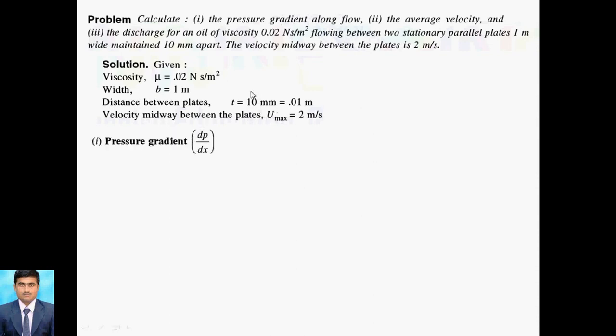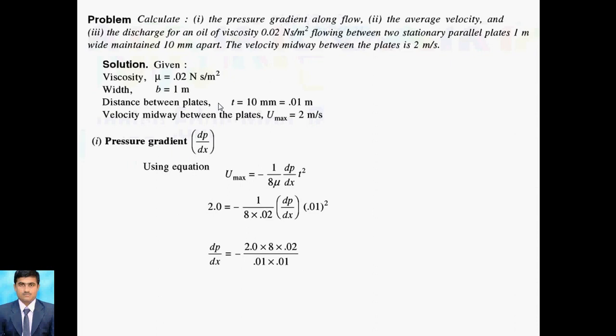Okay, now we move to the first point, that is the pressure gradient. We know that u_max = 1/(8μ) ∂p/∂x · t². After putting in the values, u_max is known, 1/(8μ), that is 8 into 0.02, ∂p/∂x we can take as it is, and t², where you can put the value of t. Now, ∂p/∂x = -2 × 8 × 0.02 / (0.01)². If you put this, we get the value of ∂p/∂x, that is -3200 per meter. So this is about the pressure gradient.